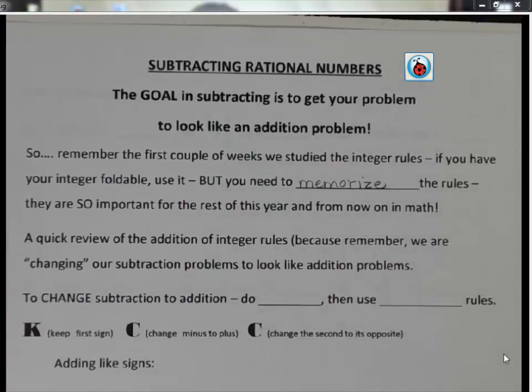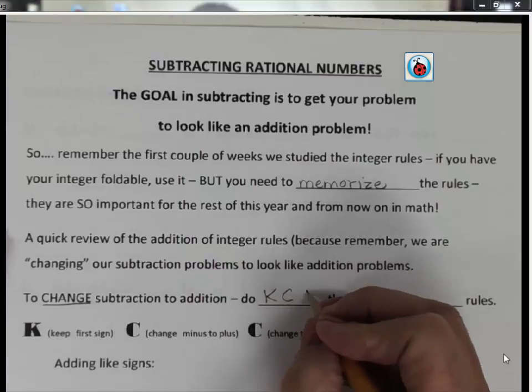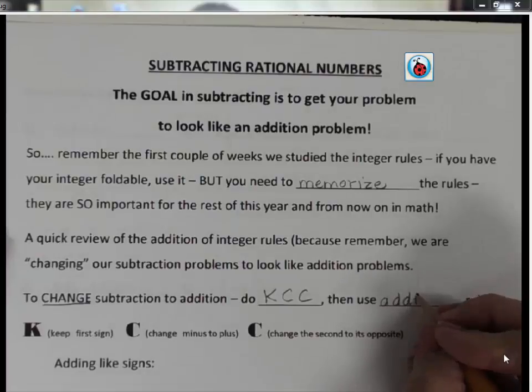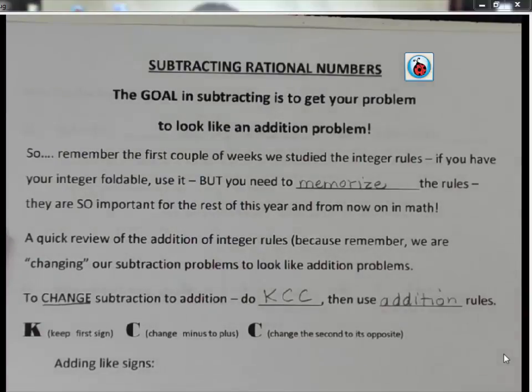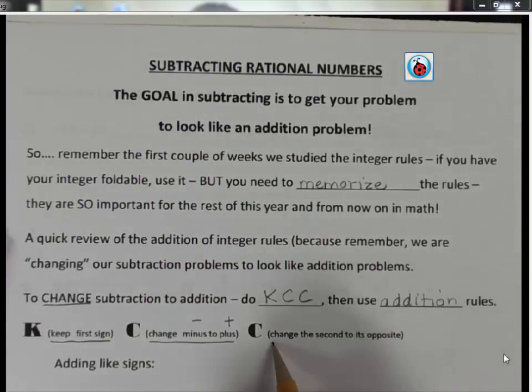A quick review of the addition integer rules, because remember we are changing our subtraction problems to look like addition problems. To change subtraction to addition, do K, C, C, then use addition rules. Remember the first K is for keep the first sign. C is for change the minus to a plus. And the second C is to change the second number to its opposite.